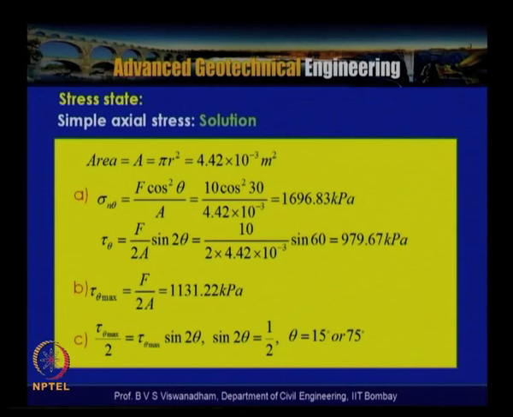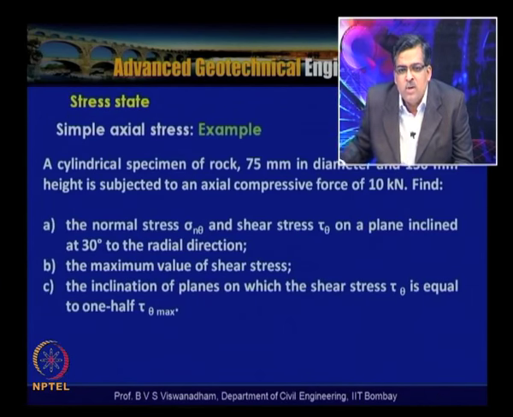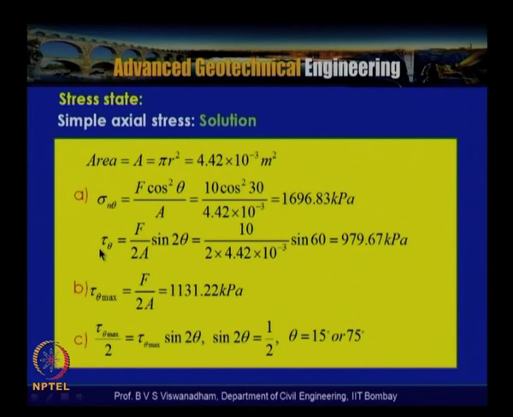So the area, with 75 mm diameter, is pi r square, which is nothing but 4.42 into 10 to the power of minus 3 meter square. So sigma n theta, which is given by F cos square theta by A. So with this we can write F, which is 10, into cos square, and we have been asked to determine on a plane 30 degrees to the radial direction. So F cos square 30 divided by area, that is 4.42 into 10 to the power of minus 3. So we get 1696 kilopascals.